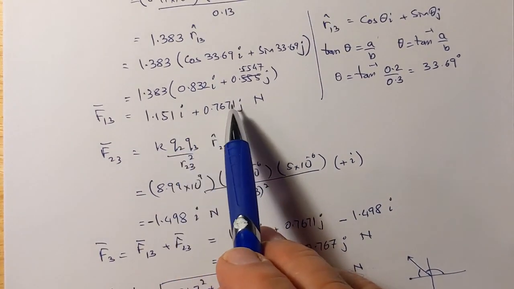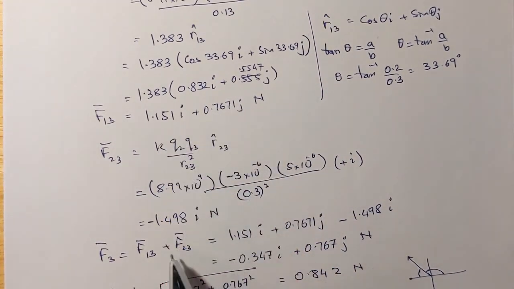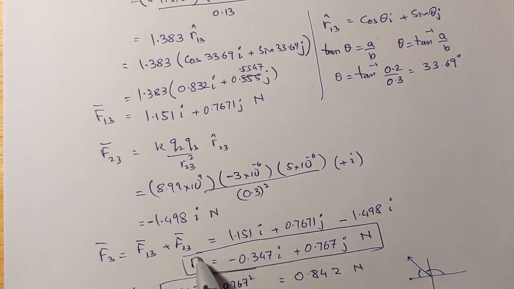And now we add these two. So we write the first vector and then the second vector. We add the two i components together to get this, and the j components. So that is our final answer, the F3 vector. Now if we want the magnitude, we can take the square of each and square root, because these are perpendicular to each other, and this comes out to 0.842 newtons, and the angle will be tangent inverse of the y component over the x component, which comes out to 114 degrees.